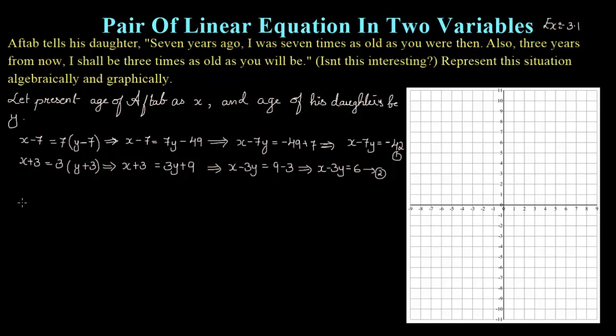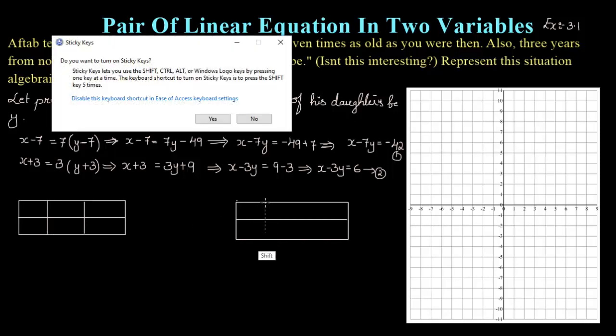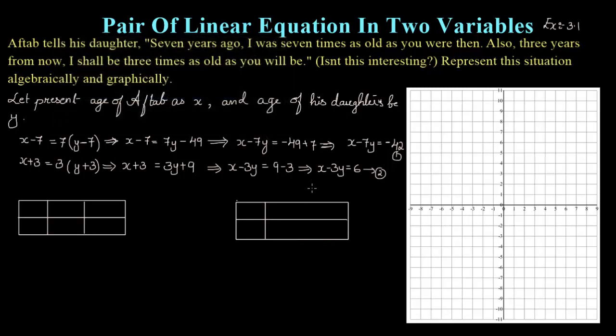So let me draw two boxes, one for the first equation and another for the second equation. For any linear equation, if you have 2 points, that will be enough to draw the graph. If you draw 3 points or more, you may also get a proper graph, but 2 points are enough. So x and y, x and y. Now let me write the equation here. x minus 7y is equal to minus 42 is the equation.